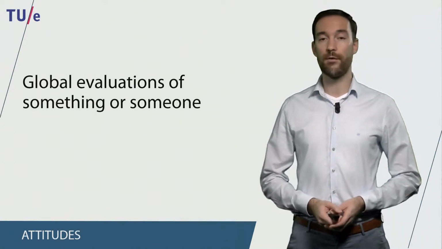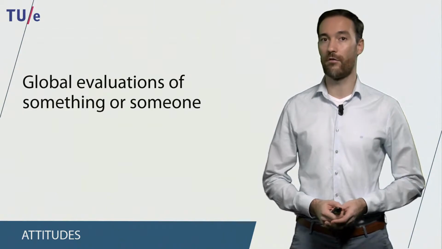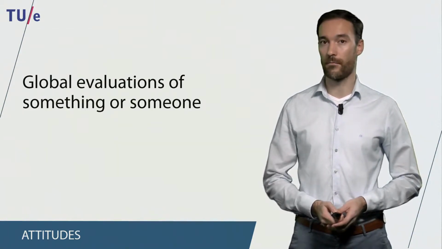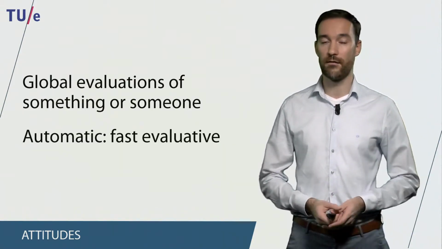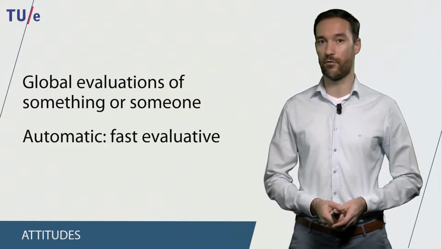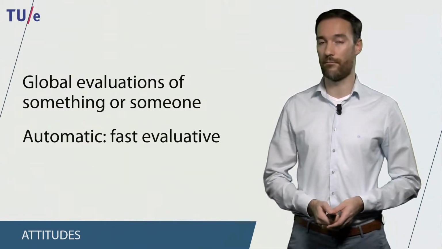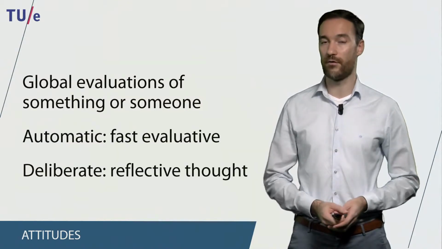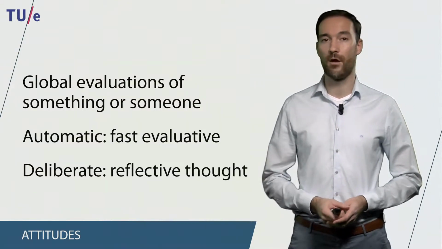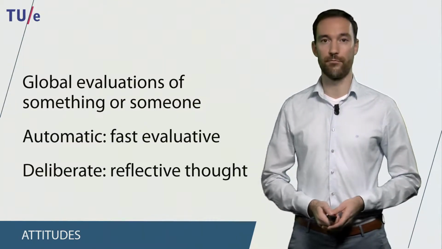An attitude can be defined as a global evaluation of something or someone. This attitude can be automatic, where we have a fast evaluative response to something that happens in our environment, or it can be deliberate, where we reflectively think about a behavior that we observe.